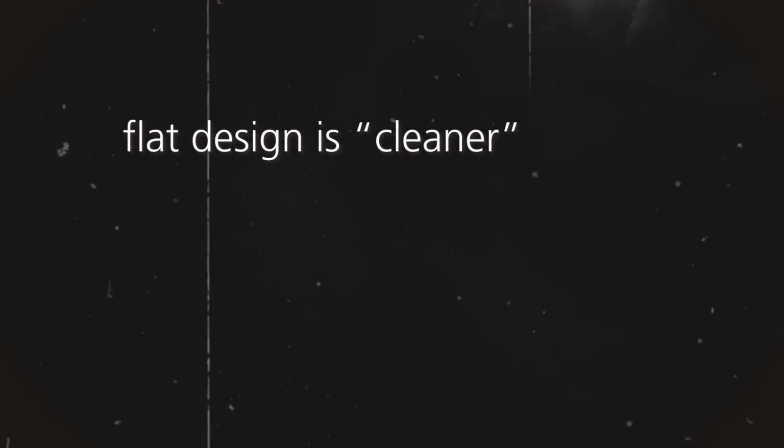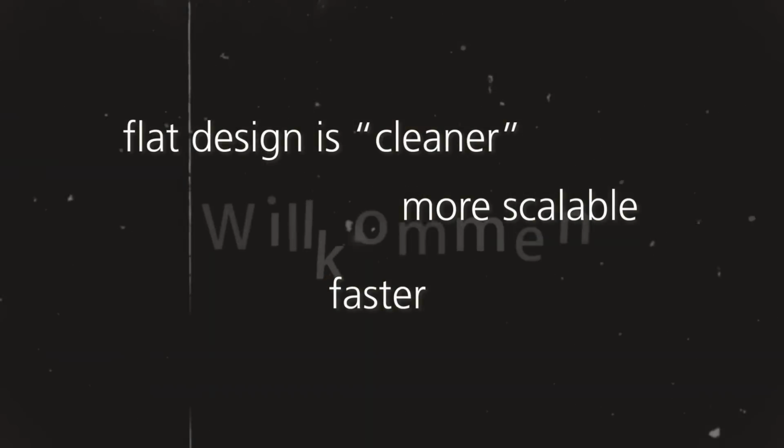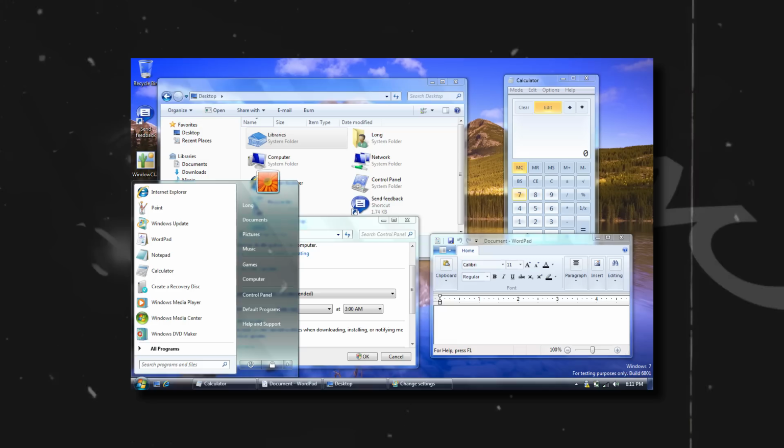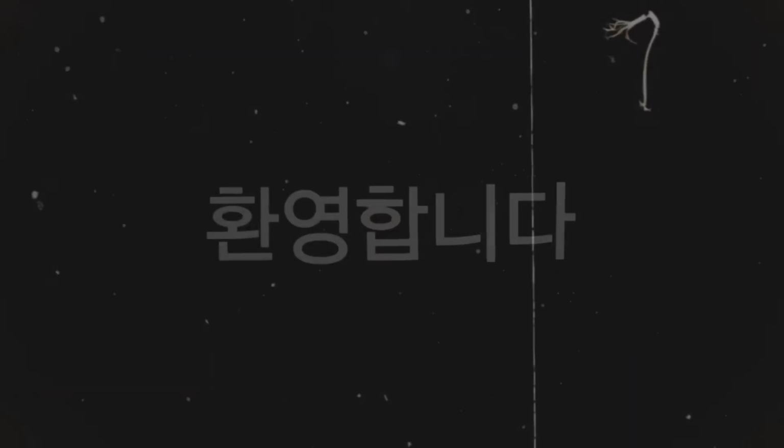Flat design is cleaner, faster and more scalable. But in cutting the glass, they cut the wonder. Slowly, tech started feeling dull. Frutiger Aero didn't just disappear. It was engineered out, sacrificed in the name of utility.